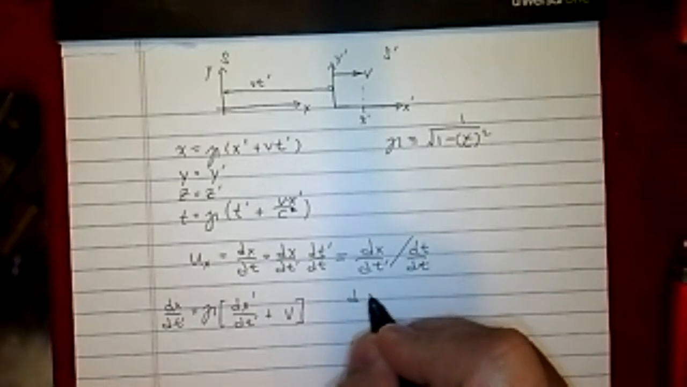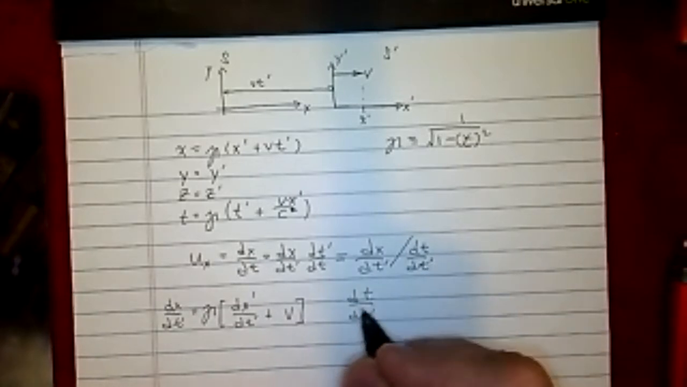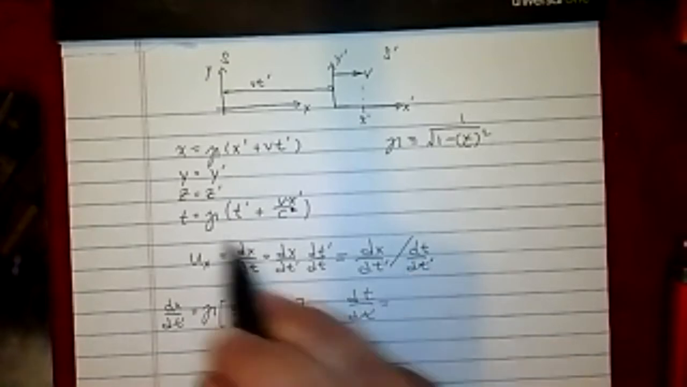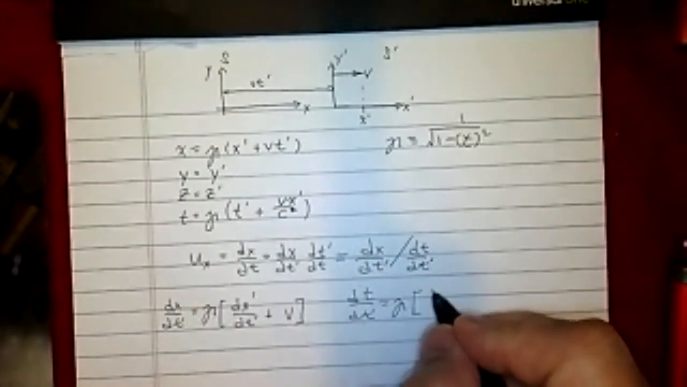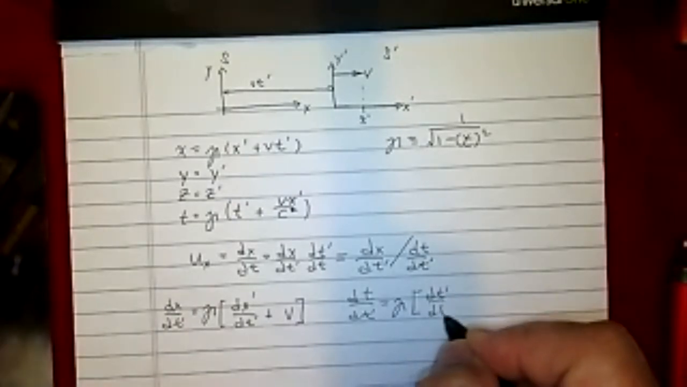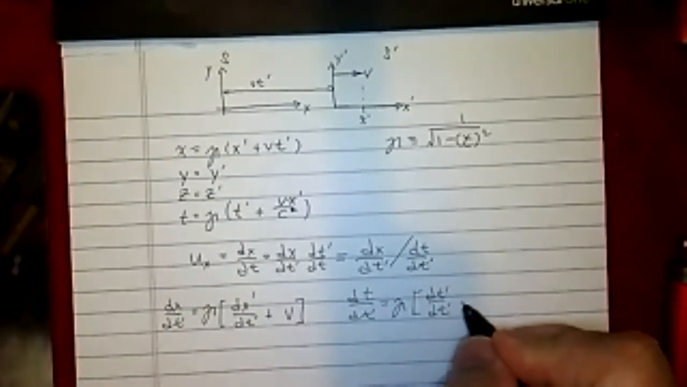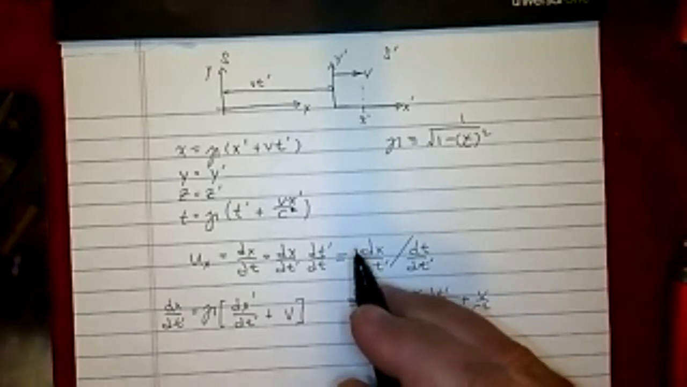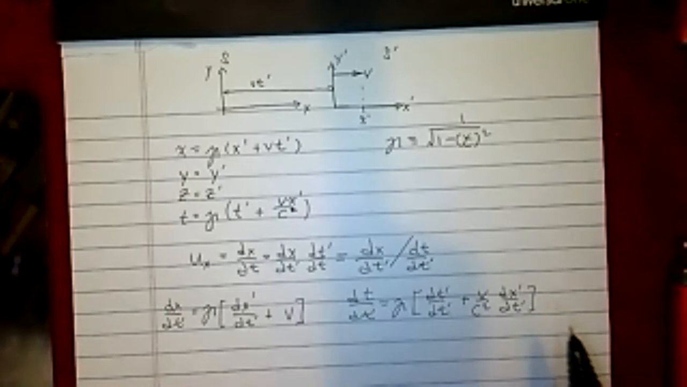dt prime, on the other hand, or dt over dt prime, by the way, I don't know why I left that prime symbol off over there, that's going to be equal to, again, I get a gamma that I pull out in front, I'll get dt prime over dt prime, which of course is just 1, and then I'll get plus v over c squared times dx prime over dt prime that is. And that, of course, is u sub x prime again.